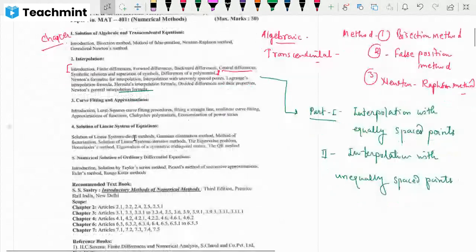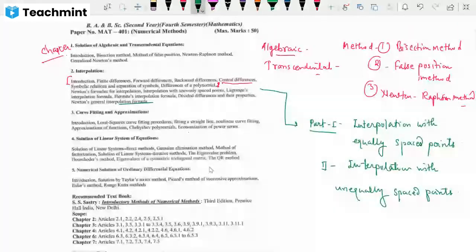Then chapter number 4, that is solution of linear system of equations. This chapter is again important. So I can star the chapters which are most important. According to the weightage of the syllabus, I'm giving it 2 star, and again I'm giving it 3 star. That is chapter number 4, solution of linear system of equations.